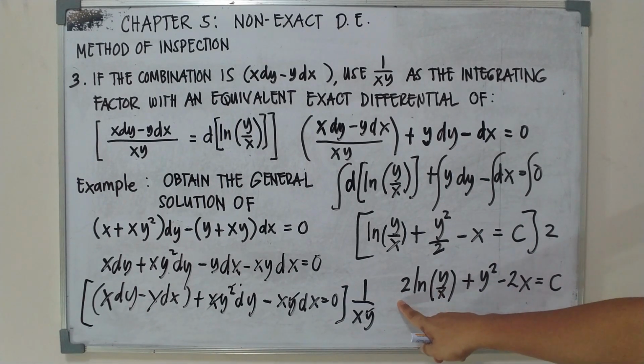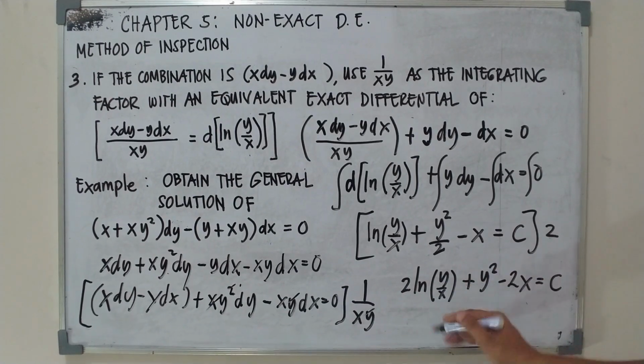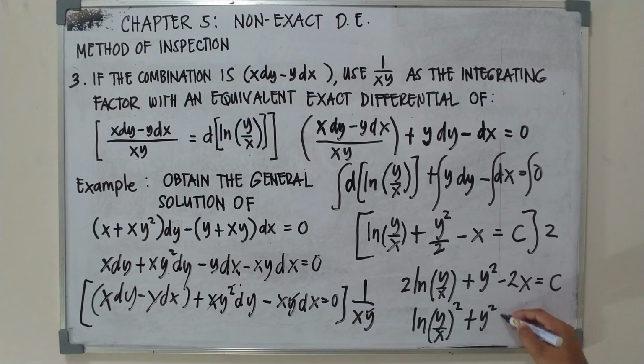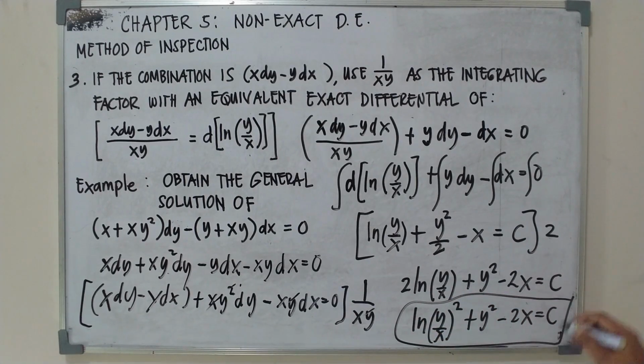But you can simplify further. You can put yung 2 dito sa exponent nito. So, meron tayong ln of y over x raised to 2 plus y squared minus 2x is equals to c. Ito yung ating general solution. Okay? Ito yung ating sagot.